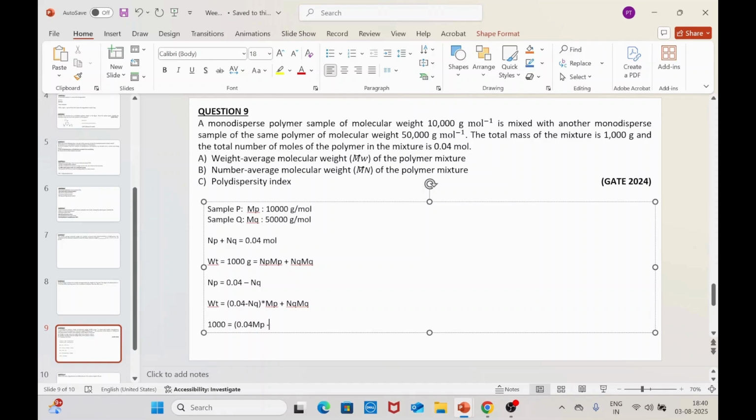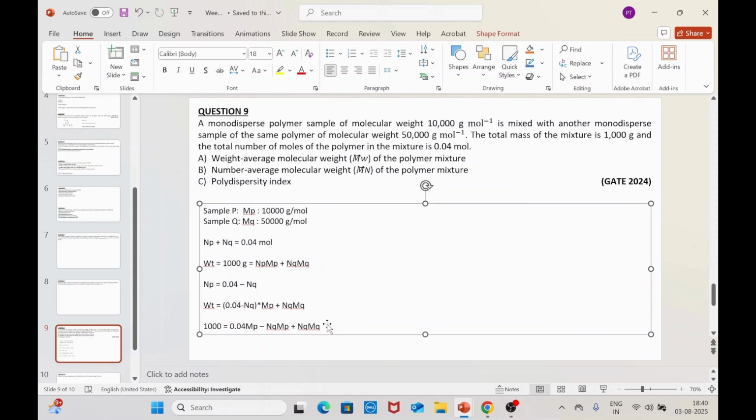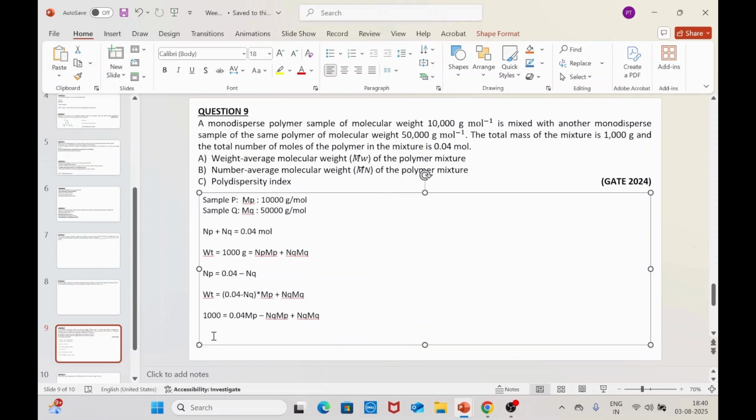So NQMP plus NQMQ. Now you can take this 1000 as 0.04 MP plus NQ times MQ minus MP.